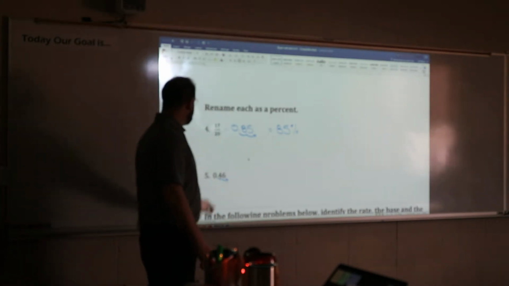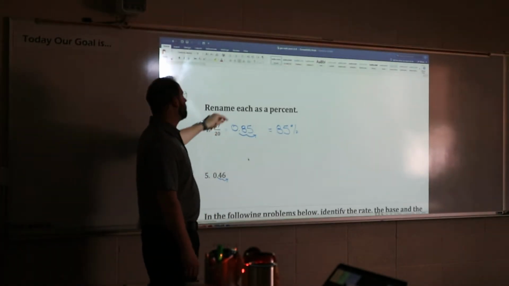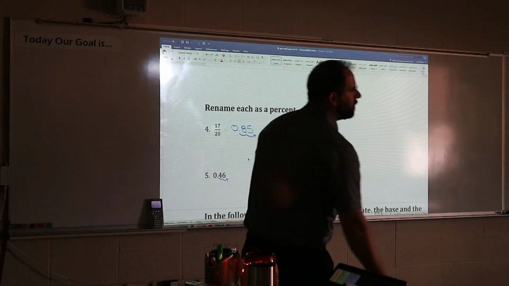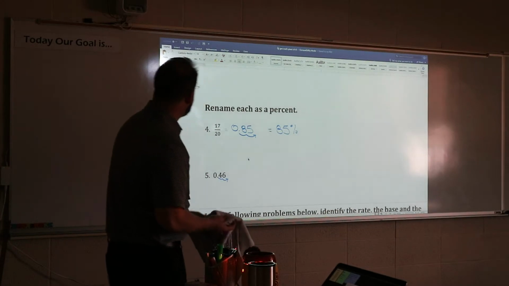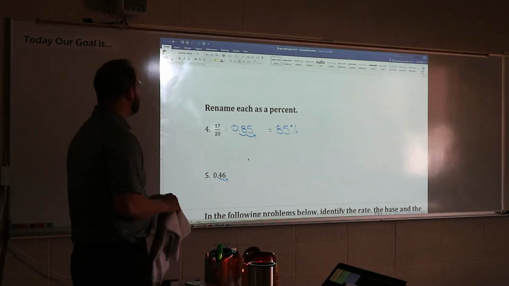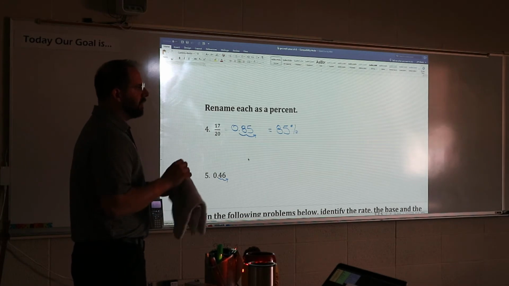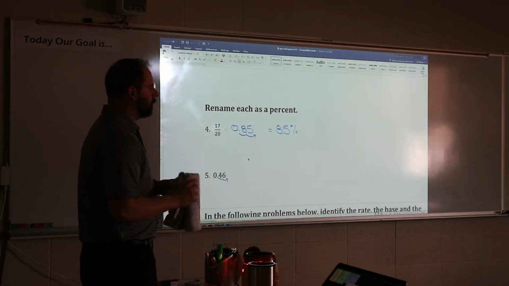Change it, what do you mean? Like, if it's a fraction, you have to make it a decimal. Then you can just move it. How do you make a fraction into a decimal again? Divide. Top divided by bottom. Yep. That's how we got the 0.85 on the calculator. 17 divided by 20. Okay, good.